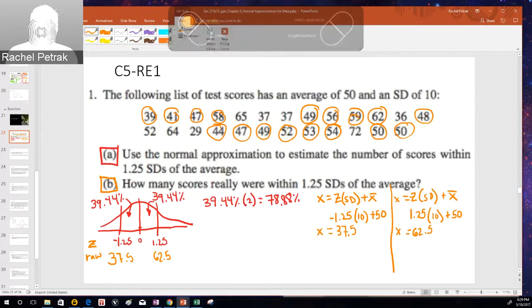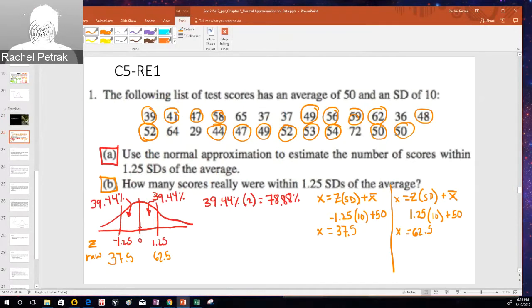64 is not in between 37.5 and 62.5. So these are all the scores that fall within our interval. And why do it like this instead of just looking at them and counting? Because you could count these wrong. Remember, this is statistics. We're precise about the data.